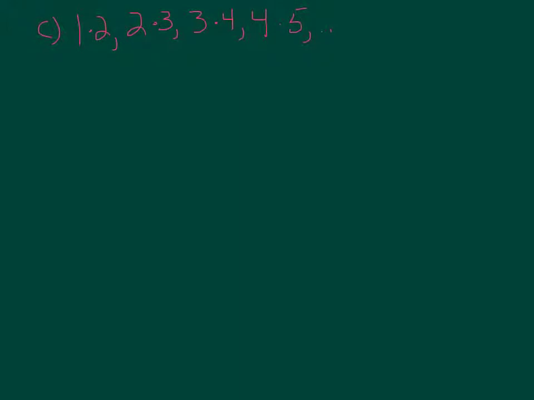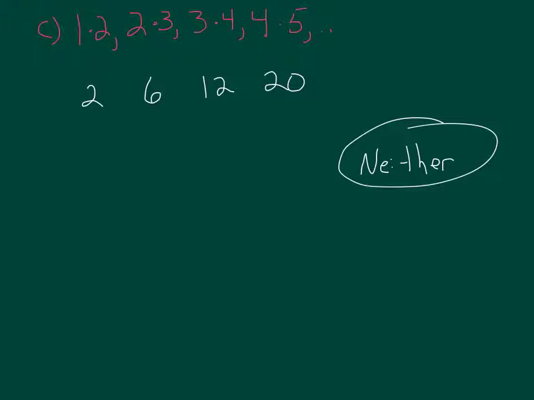Okay, your next one. Here we go. 1 times 2 and 2 times 3 and 3 times 4 and 4 times 5. That really just says 2, 6, 12, and 20. Well, if you remember right, we did this sequence in the first video, and it was a neither. So I want you to write neither right here. That is, there's no common difference and there's no common ratio. This is an undifferentiated sequence.